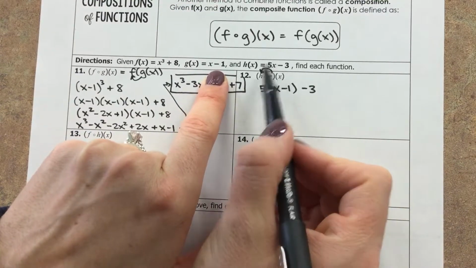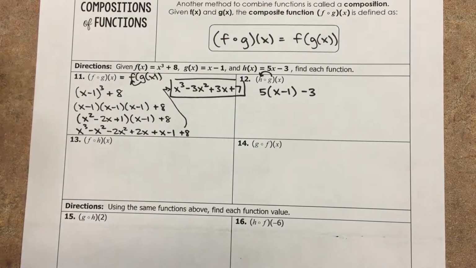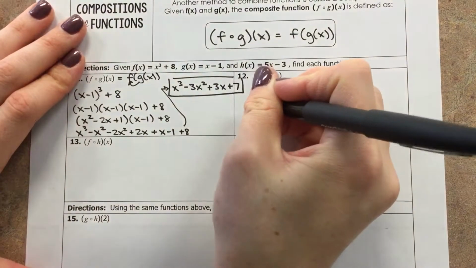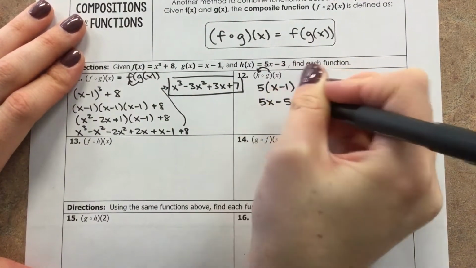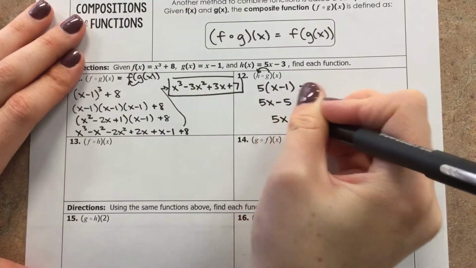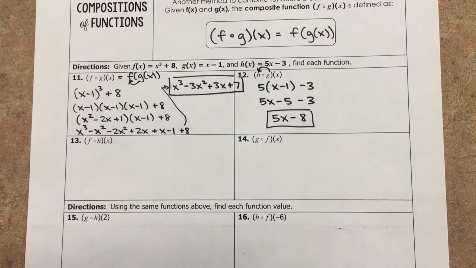So function g is literally getting plugged into function h the same way that you could plug in a number. And then once you figure out what's going where, you just simplify. So with this one, we distribute the 5. We get 5x minus 5, and then subtract 3. So this one is much simpler. We just need to combine our numbers at the end, and that is h composed with g.